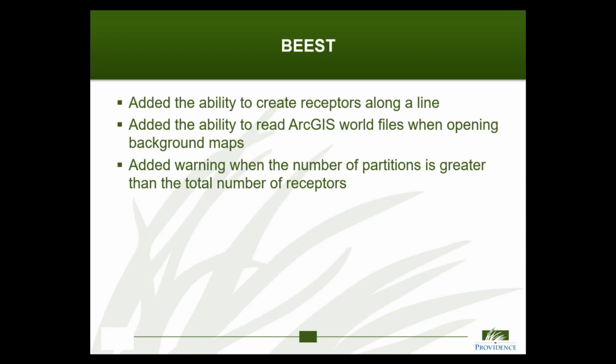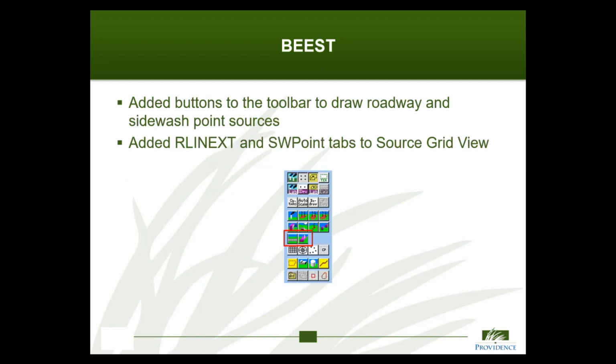Also in BEEST, it has the ability to read ArcGIS world files when you open a background map, so that it doesn't prompt you for the southwest and northeast corner coordinates. And we've also added a warning when the number of partitions for your run, whether it's local or BEEST Express, is greater than the total number of receptors that you have.